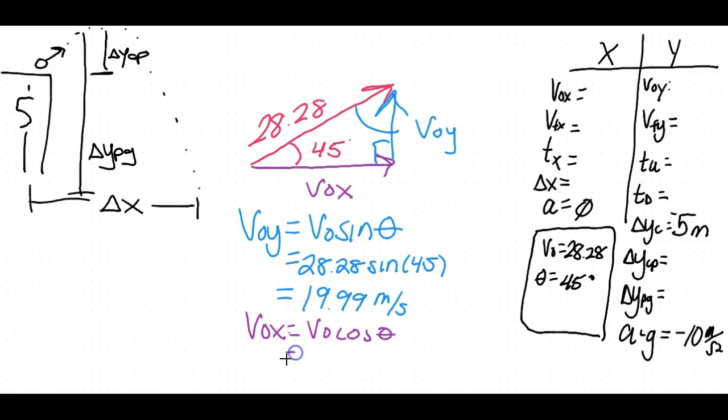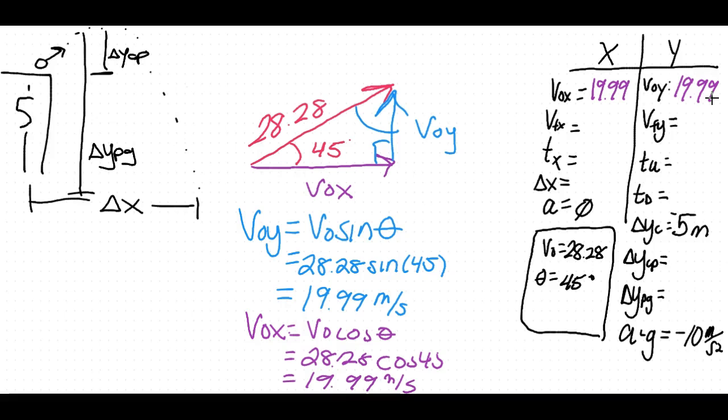Which would be v initial cosine theta. Same deal, 28 times the cosine of 45, and that's going to be 19.99 as well. So for our velocity, that 28 is going to resolve itself into a v initial x of 19.9 meters per second and a v initial y of 19.99 meters per second as well. So that's the first thing we have to do.